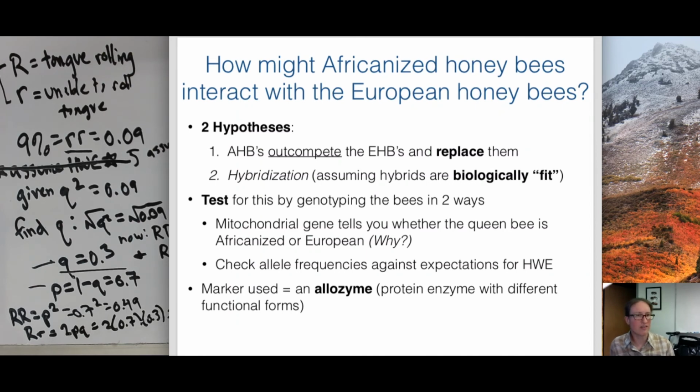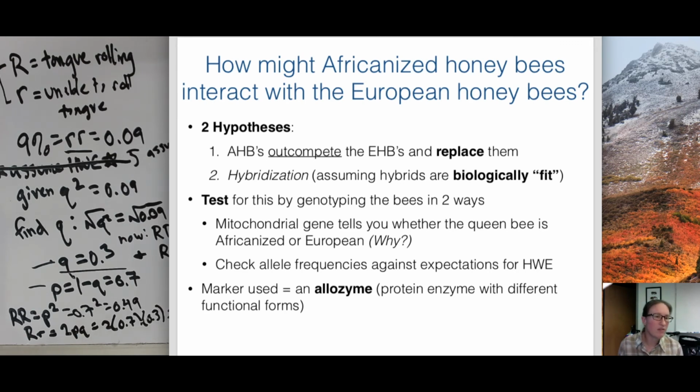So my research mentors had a question. Now that's a place where these Africanized honeybees are going to start encountering some of the feral European honeybees as well. So, how might that interaction go? There are kind of two major possibilities. One is that the Africanized honeybees could be so aggressive that they outcompete the European honeybees and replace them. Another possibility is that the Africanized honeybees might wind up hybridizing, so interbreeding, with European honeybees. And that does assume that hybrid bees are biologically fit, so able to survive and reproduce.